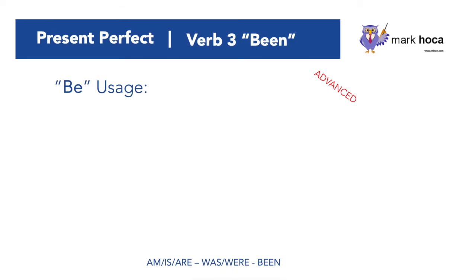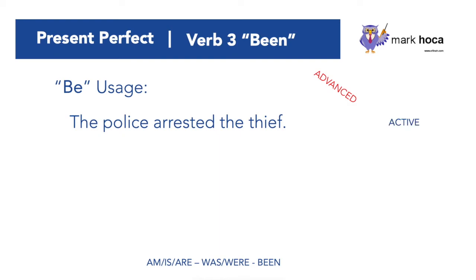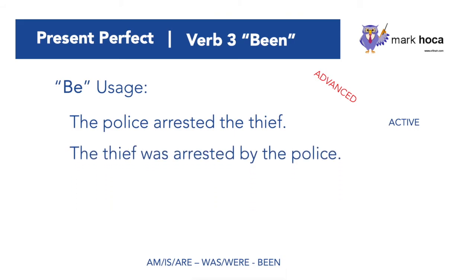So let's have a look at the be verb, and again, this is a bit more advanced. The police arrested the thief. Is there a be verb here? No. So this is just a normal sentence. This is a normal active sentence. Right? How about this one? The thief was arrested by the police. So what's the difference? I changed police and thief. I swapped their positions in the sentence. So this is passive, right?